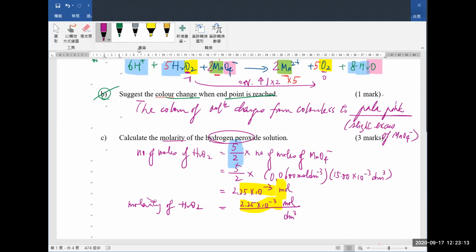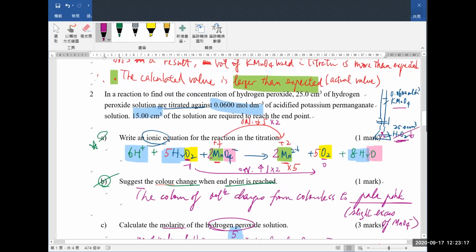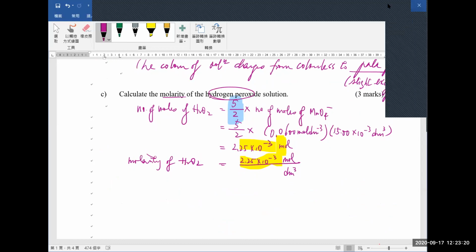What is the volume of hydrogen peroxide to be used? 25.0. Okay, so this is 25.0 times 10 to the power minus 3. So what is the answer? So we come to mole per dm cube for the molarity of H2O2. 0.09, specific, please. 0.0900, okay, 3 significant figures. So 0.09 mole per dm cube. Okay. Questions?